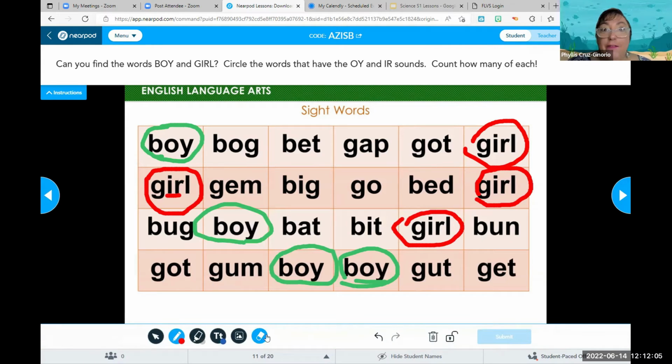Awesome. Find them in your books. Find them in the words that you read. See if you can find the oink, oink, oink or the IR sounds. Okay. Awesome job. It's very important that you know what letters make what sounds. So practice your OY, oink, oink, and IR. Here we go.